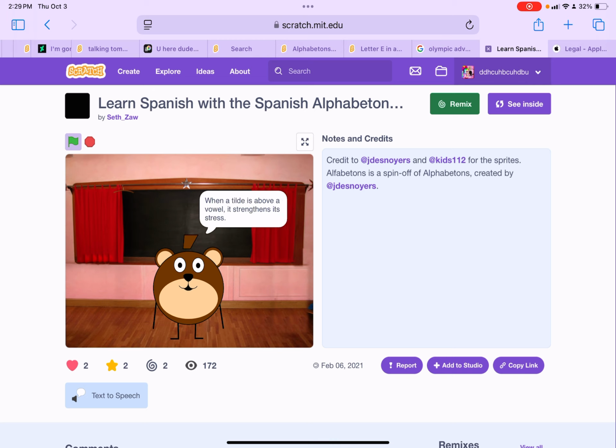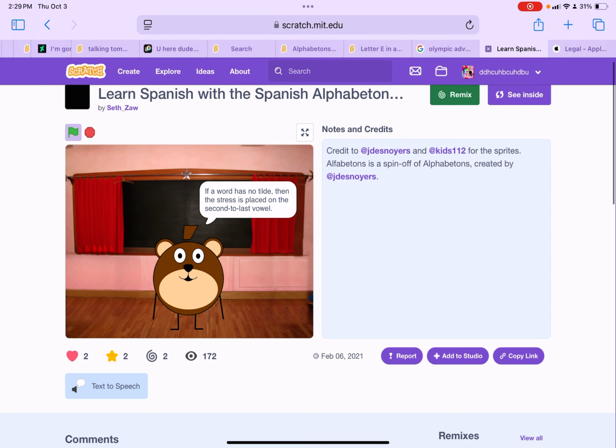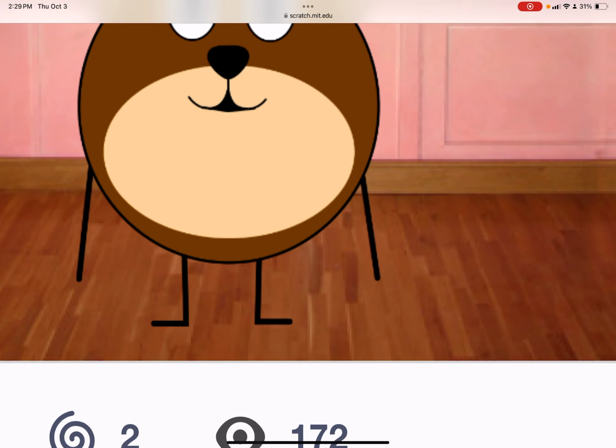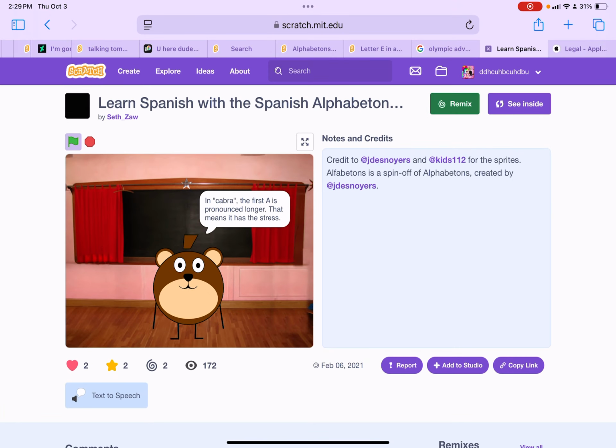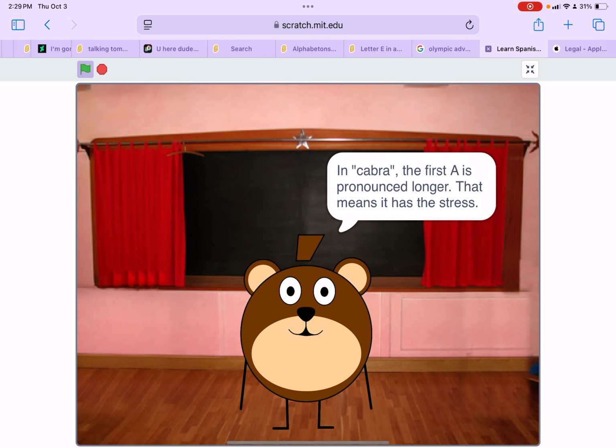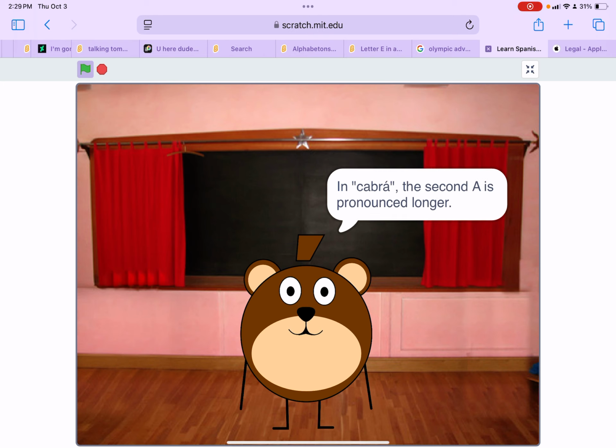When a tilde is above a vowel, it strengthens its stress. That means you pronounce it longer than the rest of the vowels in the word. If a word has no tilde, then the stress is placed on the second to last vowel. For example, cabra, goat, and cabra, it will fit. In cabra, the first A is pronounced longer. That means it has the stress. In cabra, the second A is pronounced longer.